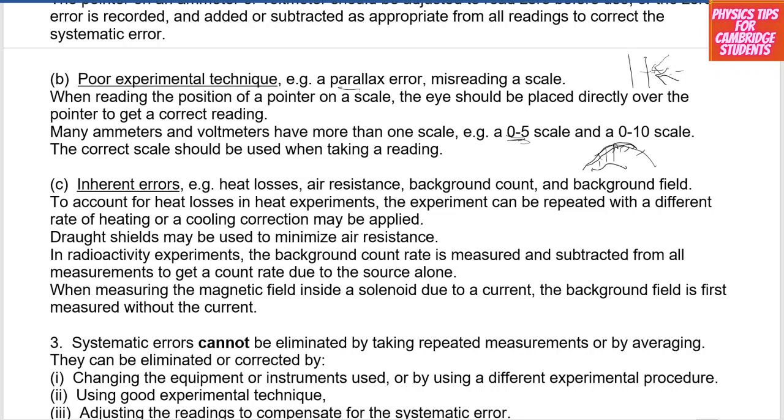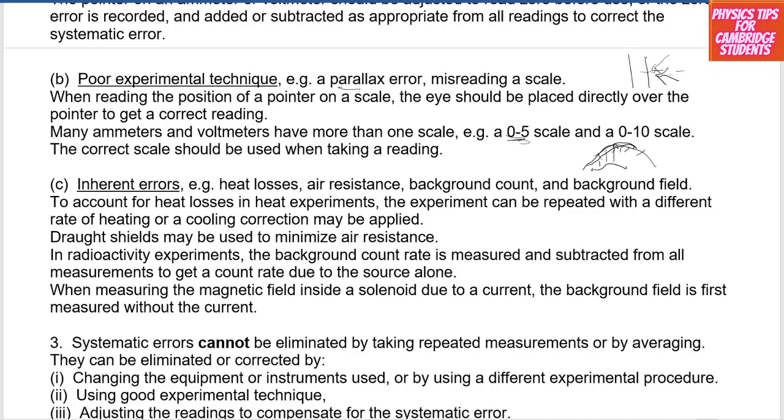Okay, so you tend to have a background count which is fluctuating, of course, around a certain value. Then you need to find the average of it, then that becomes the background, and then you always subtract the background reading from your readings, because that is a systematic error.